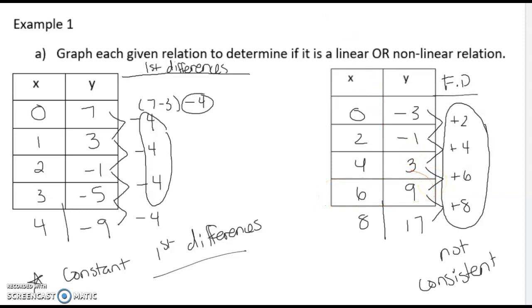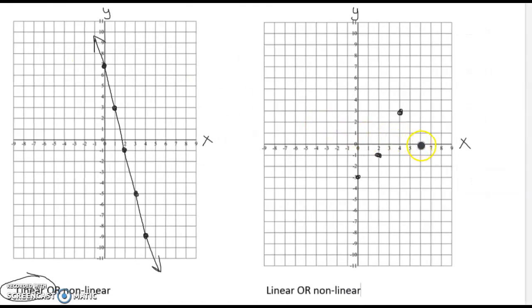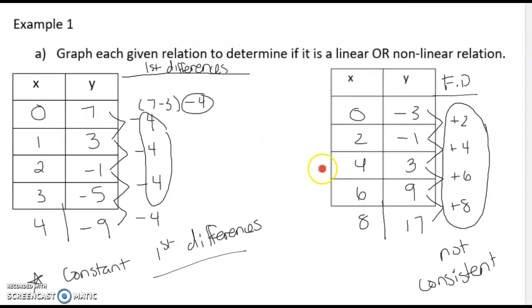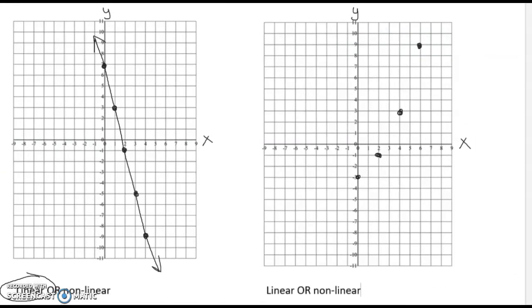X is 6, y is 9. Put a dot. Last one, 8 and 17. X is 8, y 7. It's going to be way out of our whole thing, so it's kind of hard to graph that one, so we'll just do the ones that we have.